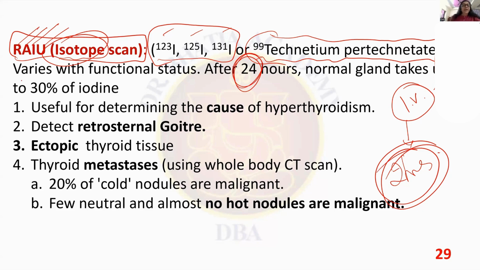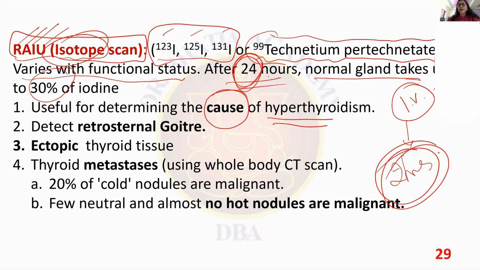So, which iodine uptake, which iodine scan? This varies with the functional status. After 24 hours, a normal gland will take up to 30% of the iodine. It is used for determining the cause of hyperthyroidism. This scanning or this uptake is done in conditions of hyperthyroidism. Why? I will tell you.